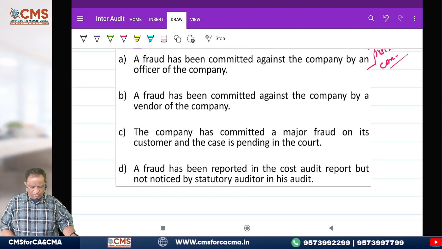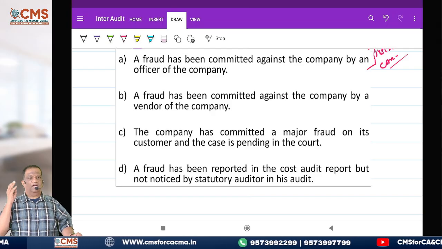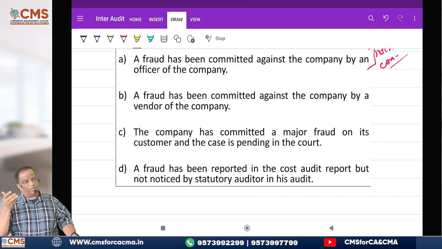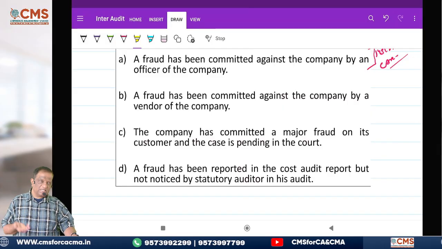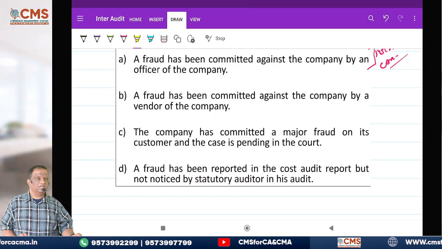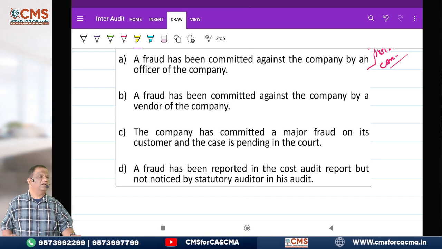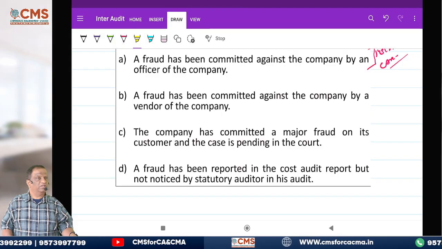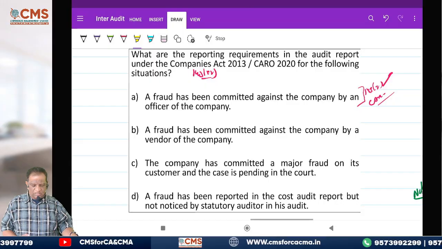Then fraud has been reported in the cost audit report but not noticed by the stat auditor. So again under 143.12, the auditor will include only the frauds which are suspected by him. But under CORO, the auditor will report about the frauds, whether he has observed it or it has been brought to notice by someone else. So in this case, the scope is a little wider to that extent in CORO. So not only the frauds the auditor has identified himself, but any fraud brought to his knowledge, like in the cost audit report, where the cost auditor had identified it. Under CORO, I have to report it. So these are all the specific points that I have to keep in mind.